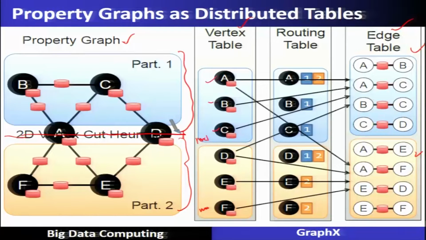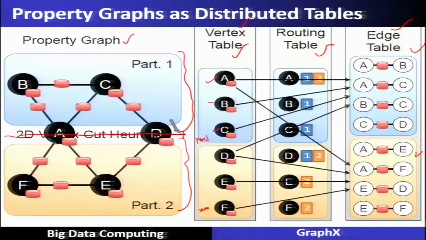How these vertices and edges communicate with each other is via a routing table. So, the routing table is another table which is added in between. So, there are 3 different tables which you will see here to represent the graph in the form of tables, and this particular property graph will be represented in this way as distributed tables: vertex table, routing table and the edge table.